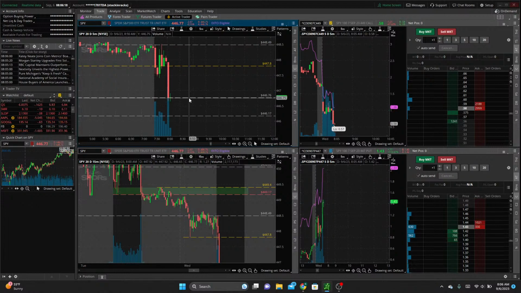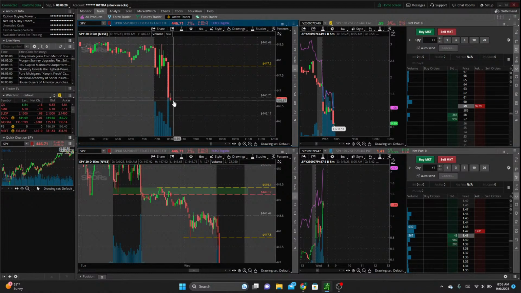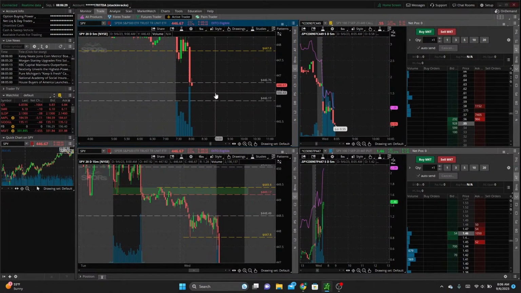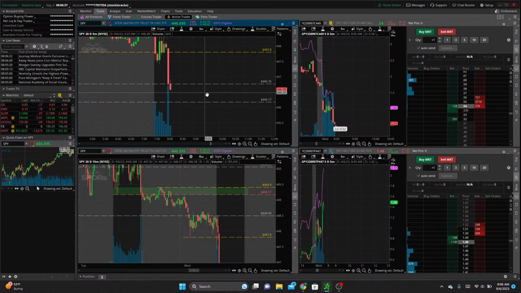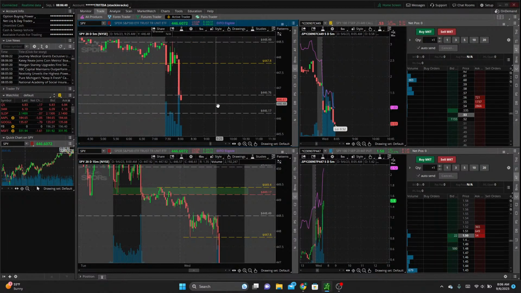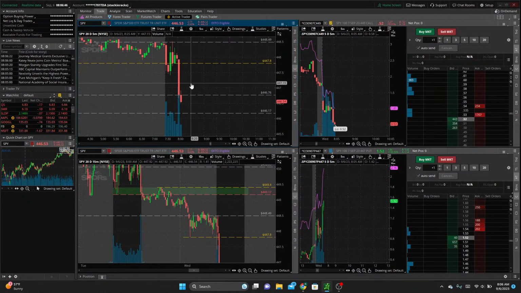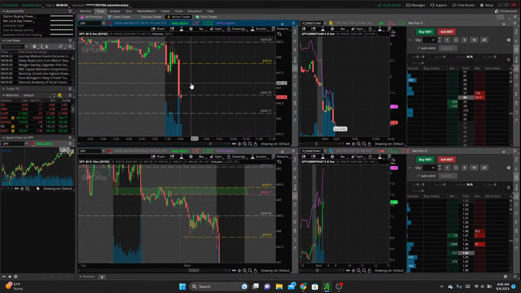So we opened right at this level. We're struggling to hold it. So it looks like we're going to continue our sell-off here. Man, there's definitely a lot of opportunities to the downside today so far. So we might not get that lower high that I was looking for a re-entry. If we just continue to sell off, then it is what it is. We'll just be patient and see if we can get a good setup.